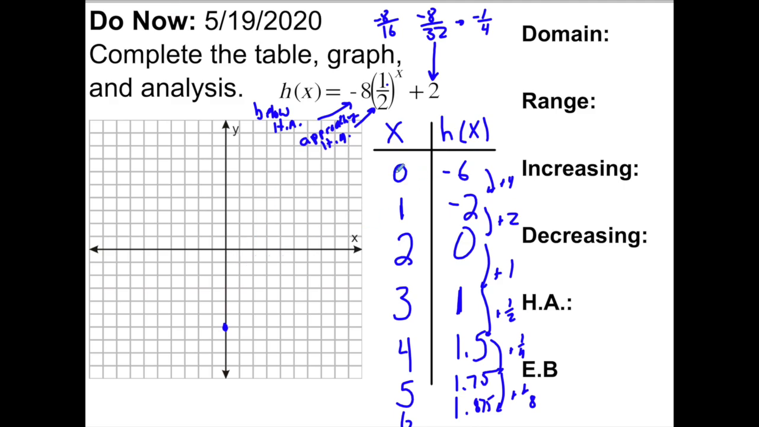So let's go ahead and plot these points. I've got (0, -6). I've got (1, -2). I've got (2, 0), (3, 1), (4, 1.5), and so you can see it starting to level out. Okay. Now on the other end, if I plug in -1, the 1/2 to the -1 would flip to a 2. You'd get -8 times 2 is -16, plus 2 is -14. So I'm going to try to approximate where that would be.